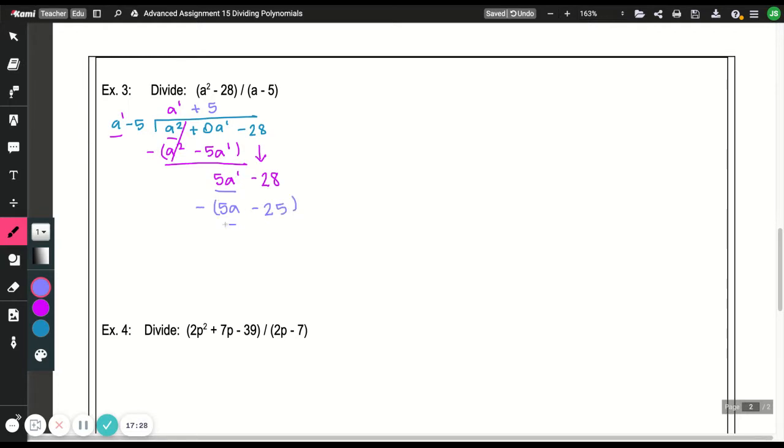And we subtract. 5 minus 5 is 0a, so those are gone. Negative 28, subtracting a negative turns that to adding. So negative 28 plus 25 is negative 3. So our answer is a plus 5 minus 3 over a minus 5.